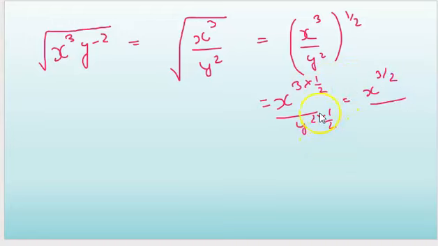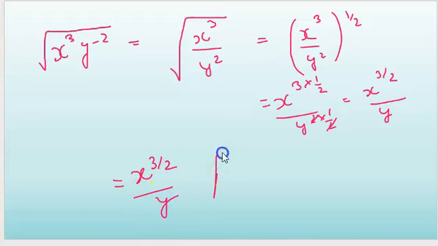In the denominator, this 2 and this 2 will be cancelled. Can you see carefully? So if I cancel this, I will be left with y. What is the final answer then? x raised to the power 3 by 2 upon y. Are you following, students? So this is the answer.